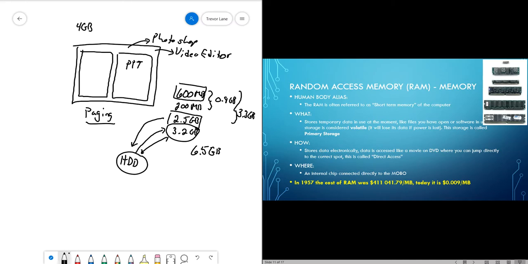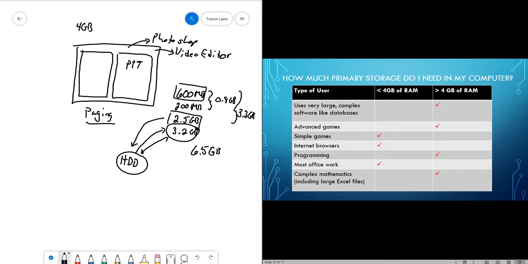Crazy. All right. So let's talk about what kind of RAM you need depending on what you're doing. This is a chart that's based on the type of user you are. The whole point of these discussions is to be able to accurately go and purchase a new computer or compare computers, or at least understand what's going on based on your resources available to you.